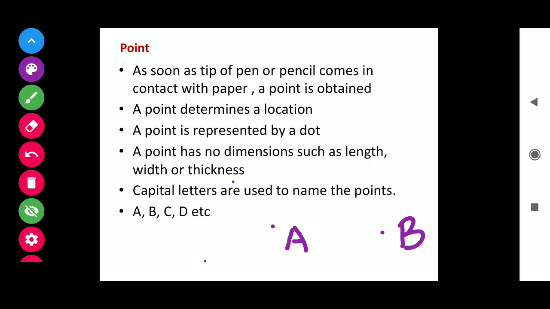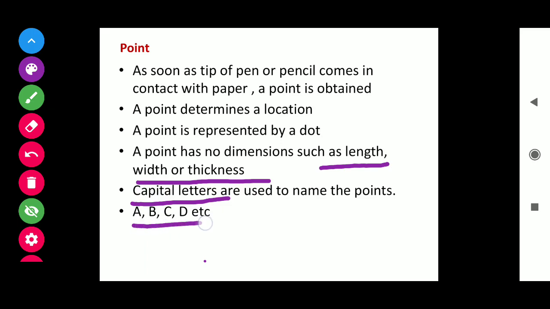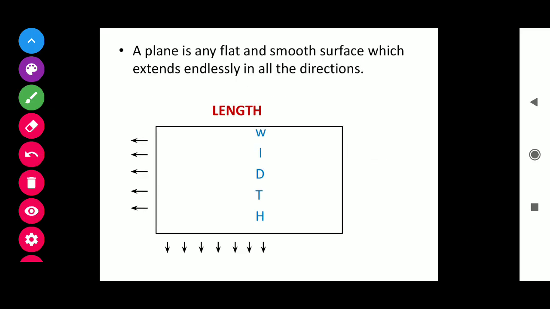A point has no dimensions such as length, width or thickness. That means a point doesn't have any dimension. A point does not have length, width or thickness. And a point should be represented by capital letters like A, B, C, D, E, F, G, any one which you would like to use. That one you can use to represent the point.